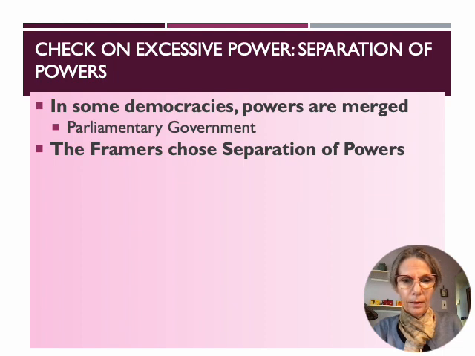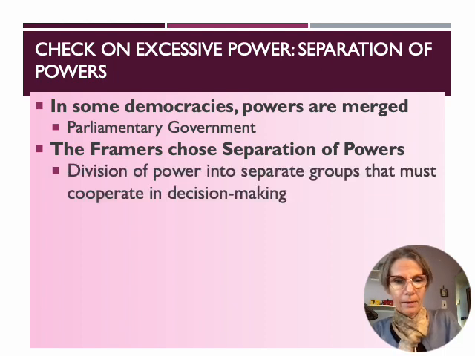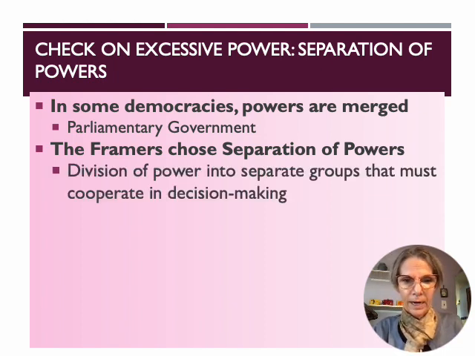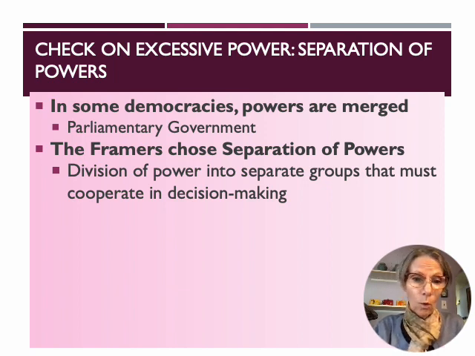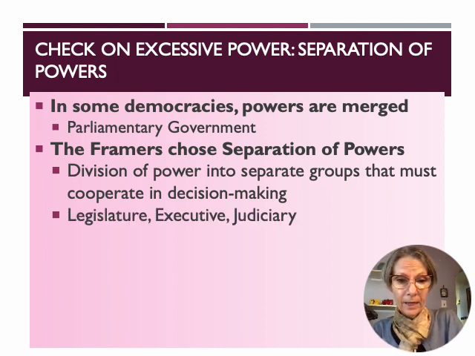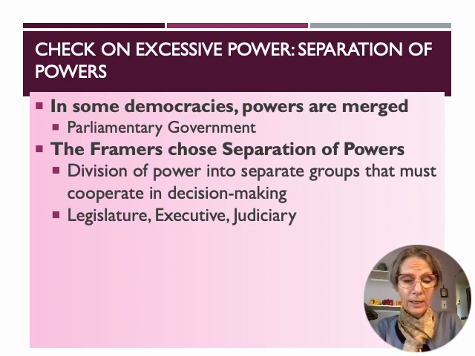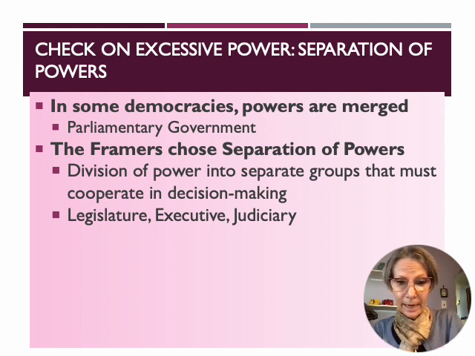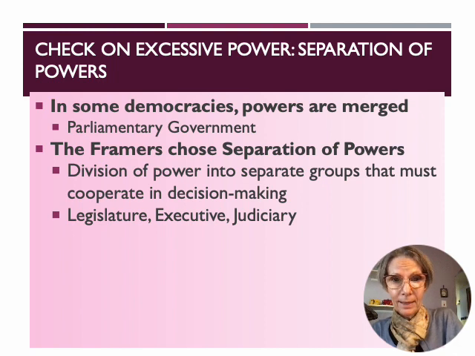They thought that choosing separation of powers, that is dividing power into separate groups that then must cooperate to make decisions, was the best way of keeping a check on excessive power. And so, that division of powers is you have legislative power in the legislature, executive power given to the executive branch, and then the judiciary. Article 1, Article 2, Article 3, they're separate branches, they have separate powers. That's separation of power.